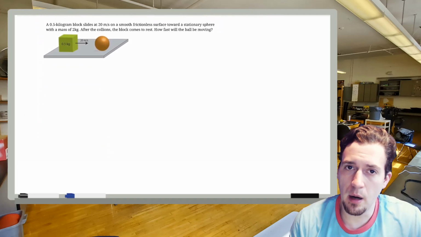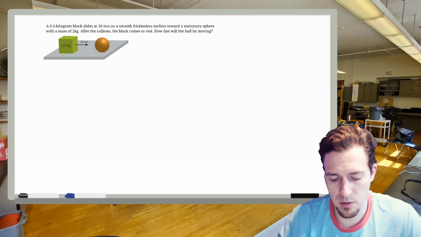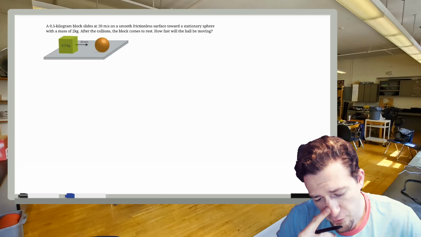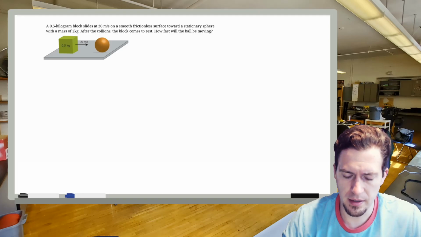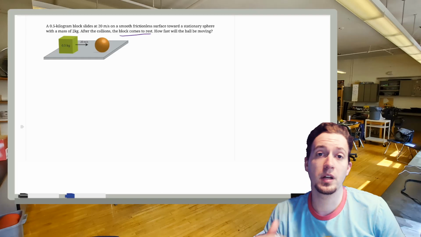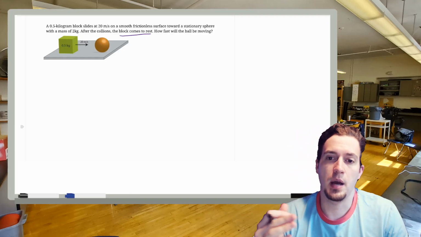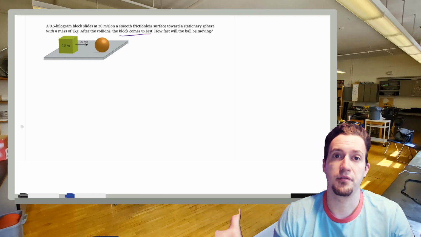So here's the same diagram. Slightly different question as it's asked. So again, a half kilogram block slides at 20 meters per second on a smooth surface and strikes a sphere with 2 kilograms. After the collision, the block comes to rest. Now you notice in this question we're given different information. So in the original one, I was given questions about the graph, right?